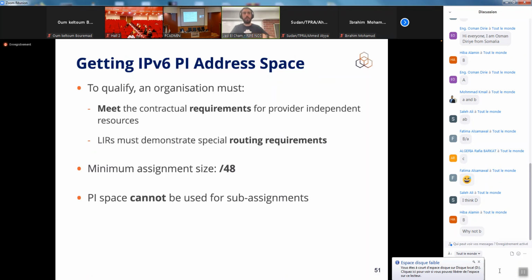You should have a sponsoring LIR, but basically what you are going to get is that the minimum assignment you get from the RIPE NCC is a /48. So you don't become a member with us, but you need an existing member to be the middleman between the NCC and yourself.